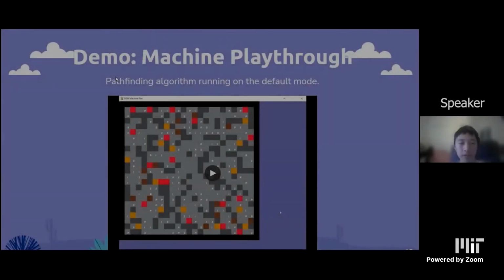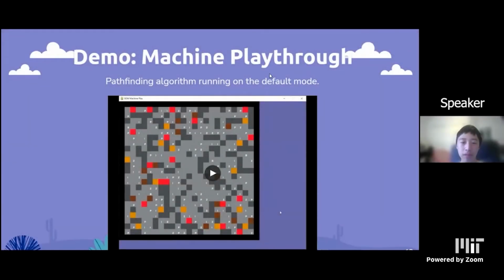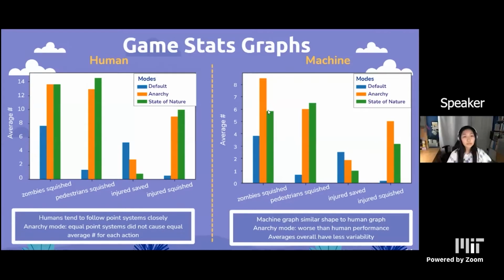So next we have some graphs and statistics from our gameplays. For human gameplay, we collected data from 89 games total across 14 people. For machine, we collected data from 18 games. These bar graphs show the average number of zombies squished, pedestrians squished, injured saved, and injured squished for each of our 3 modes: default, anarchy, and state of nature.